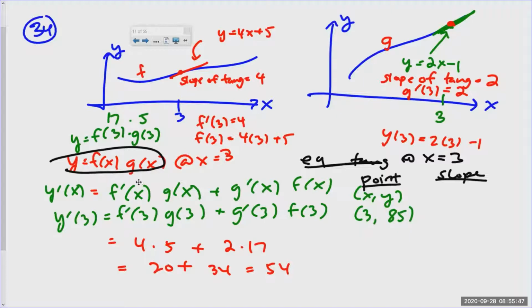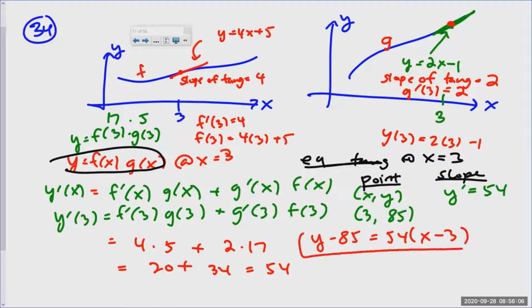Okay? And then the slope, well, this is the slope of the tangent line, right? So I'm doing everything for y prime. So that was equal to 54. Okay, so then I just put this into the formula. y minus y1 is equal to the slope times x minus x1. And that's my answer, although my MyMathLab might make you pull the 85 over to the right. Okay, and then number 34, the second part's the exact same thing. You're going to do the quotient rule rather than the product rule.